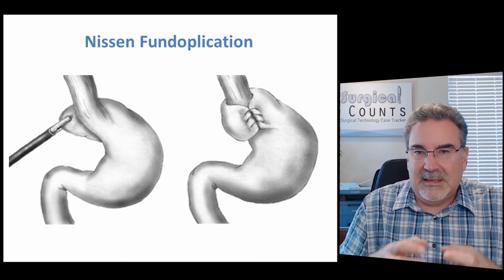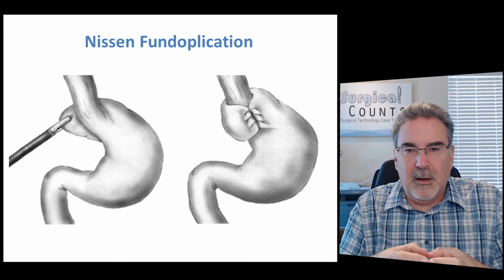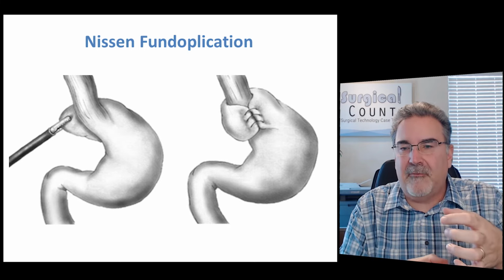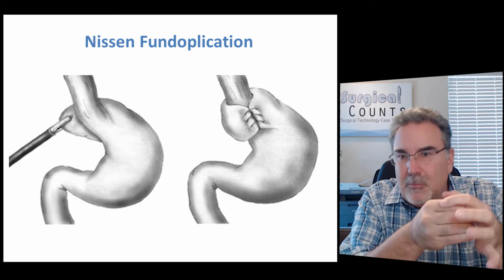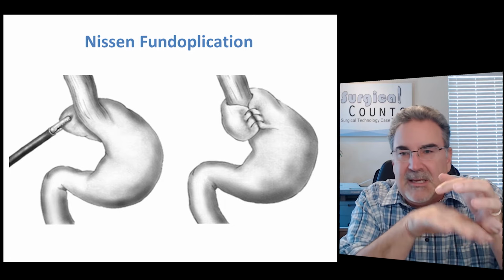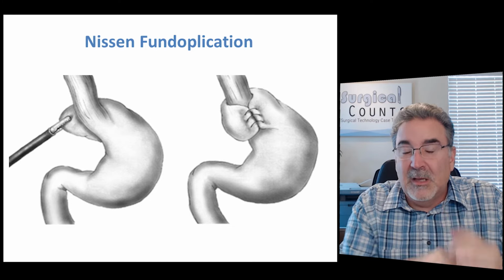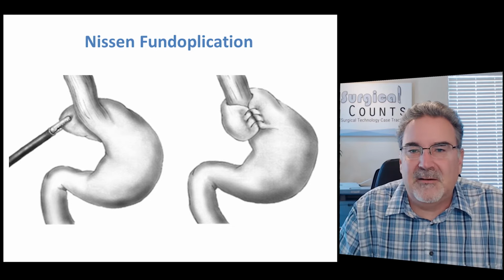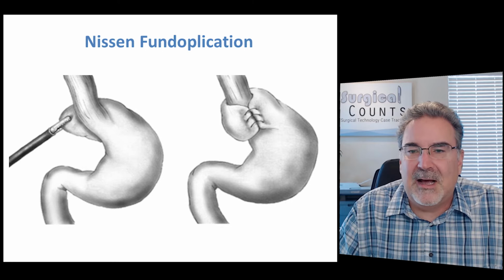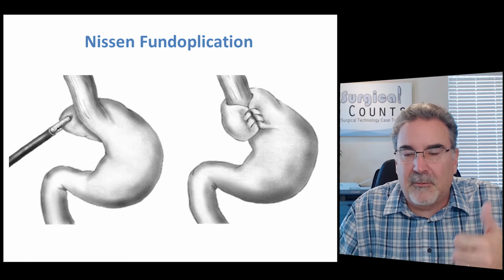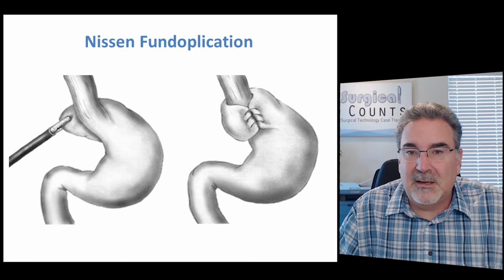Now, hopefully, this knot is going to be bigger than the hole in the diaphragm, so it's not going to fit through that diaphragm anymore, and it's going to keep the stomach down where it's supposed to be in the abdominal cavity. So that's the whole goal of a Nissen fundoplication, to create this knot at the very top of the stomach, to keep it from moving back up and preventing those hiatal hernias from happening.